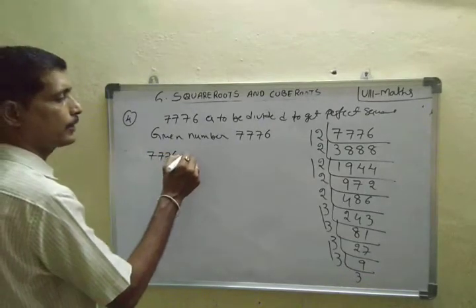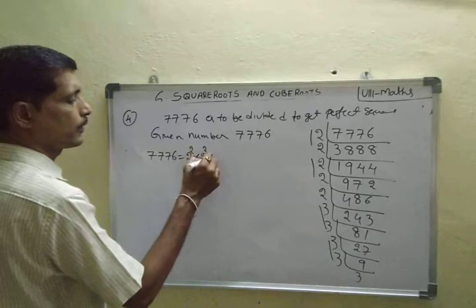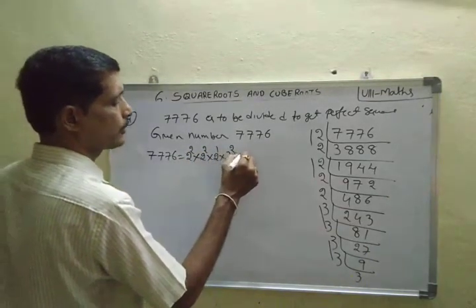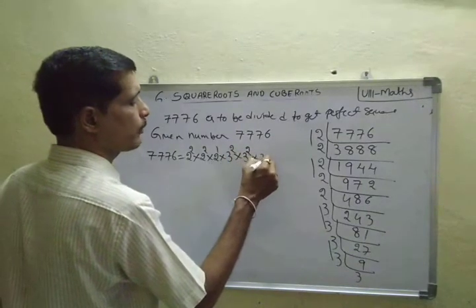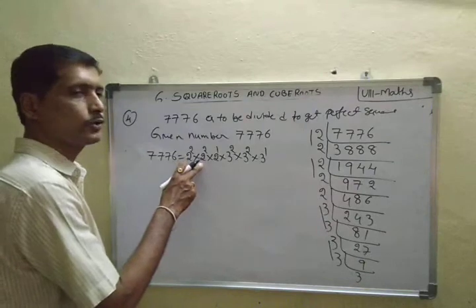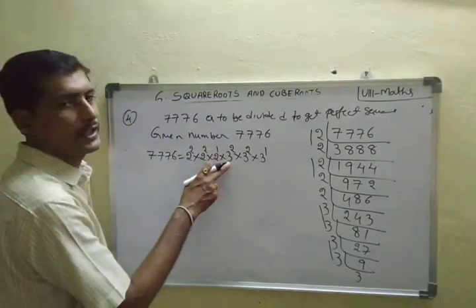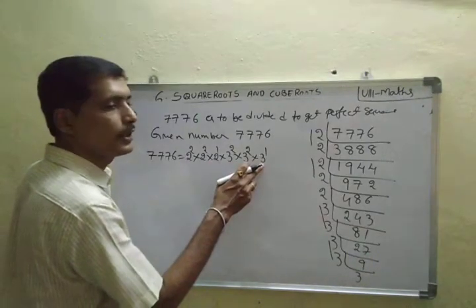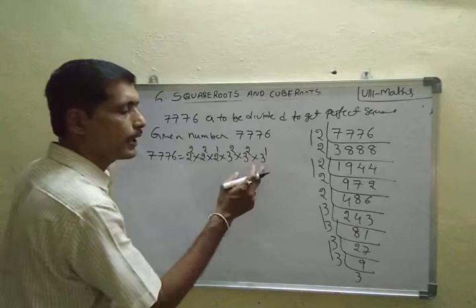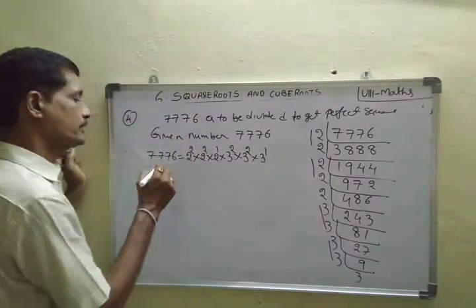Therefore 7776 can be written as 2 square, one more 2 square, into 2 power 1, and 3 power 2, 3 power 2, into 3 power 1. Here 2 square is a pair, and this 2 square is also a pair. 2 power 1 is only one number. 3 square is a pair, 3 square is a pair, and 3 power 1 is left. Therefore one more 2 and one more 3 are left, so 2 into 3.